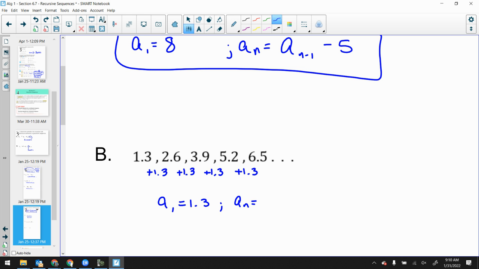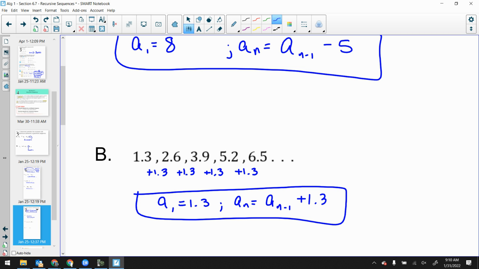A sub 1 is 1.3, and then a sub n is equal to, okay, since it's again arithmetic, I say a sub n minus 1 plus 1.3. Again, this is a really easy way to write the equation. But what if I had asked you to find the 750th term? Could you do that with this? Yes. Okay, what would you plug in?